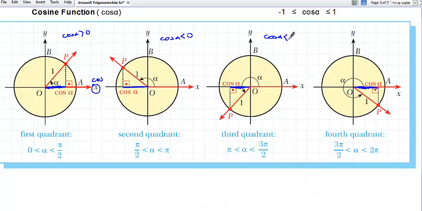It's smaller than 0. And in the last quadrant, cosine alpha is greater than 0. Here, like in the sine function, in two quadrants it is greater than 0, and in two quadrants it is smaller than 0. And one extra piece of information: cosine alpha takes values between -1 and 1. So for values greater than 1, cosine alpha is not defined.